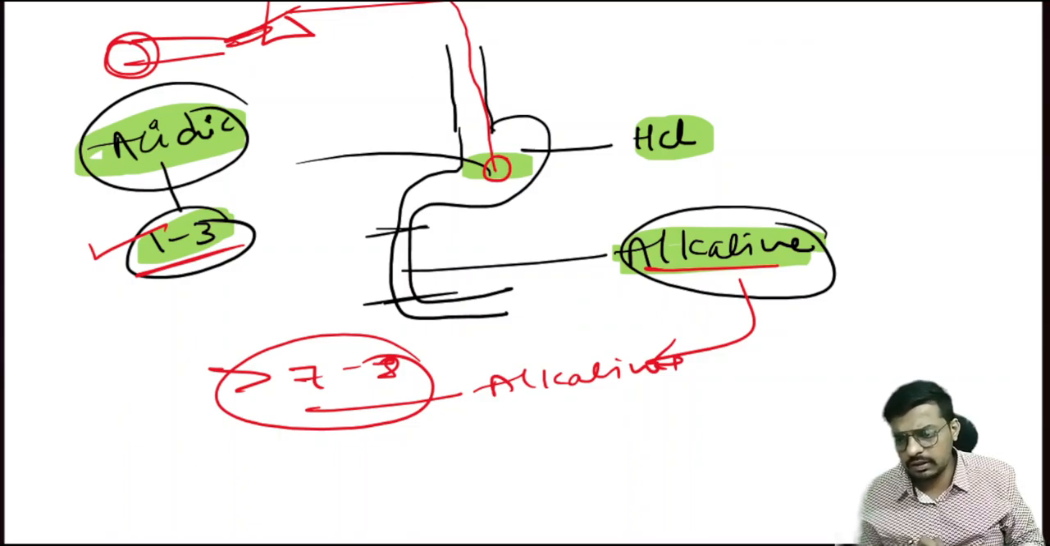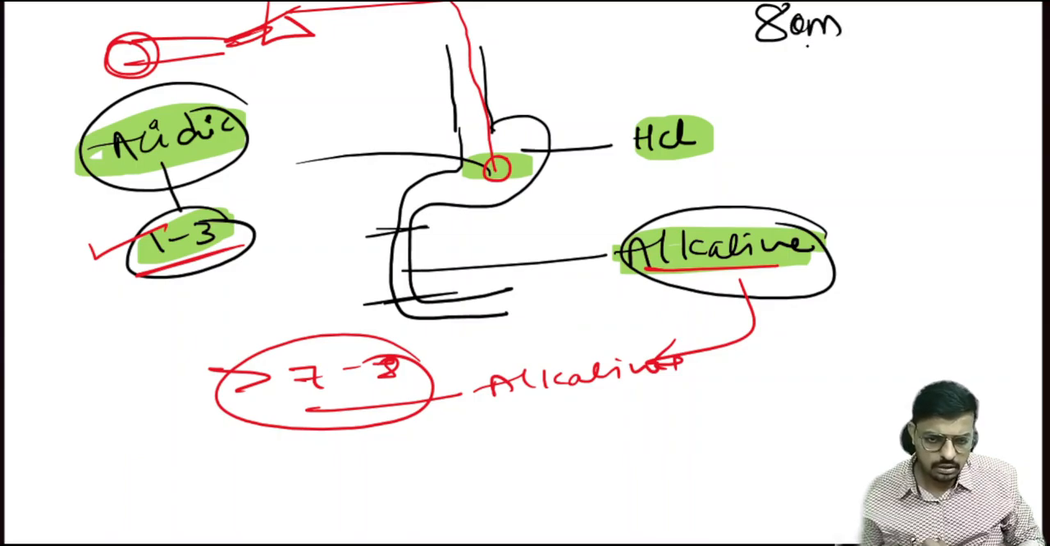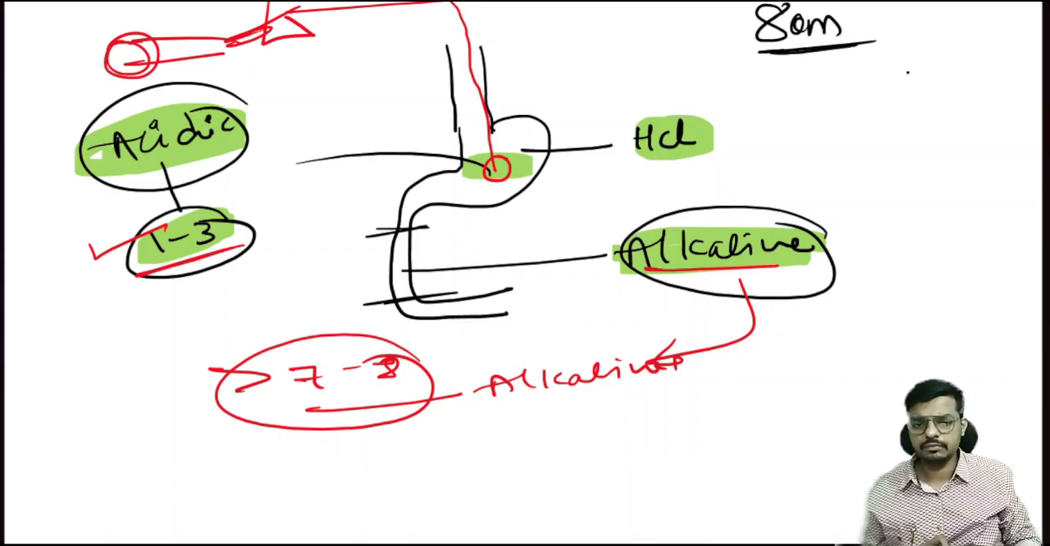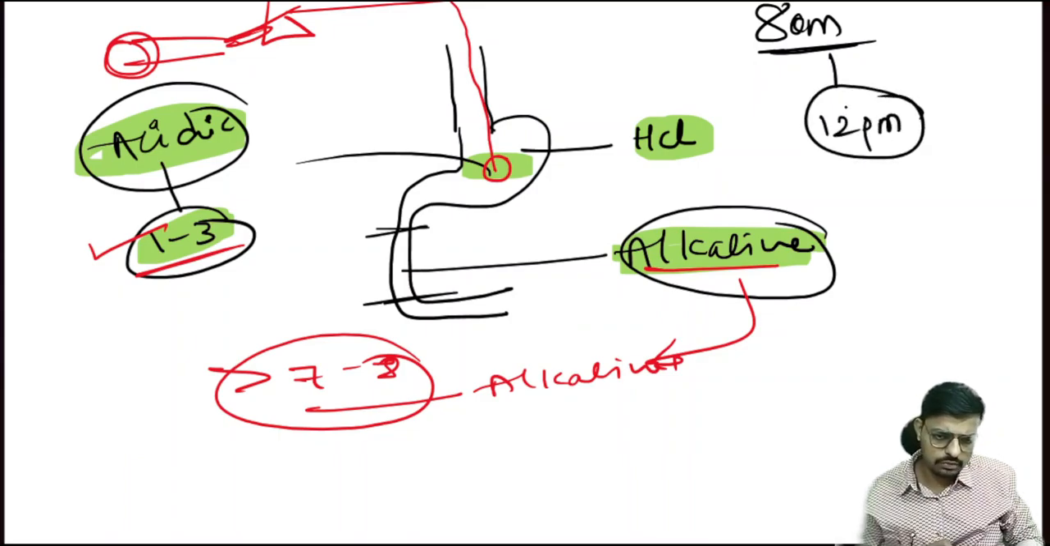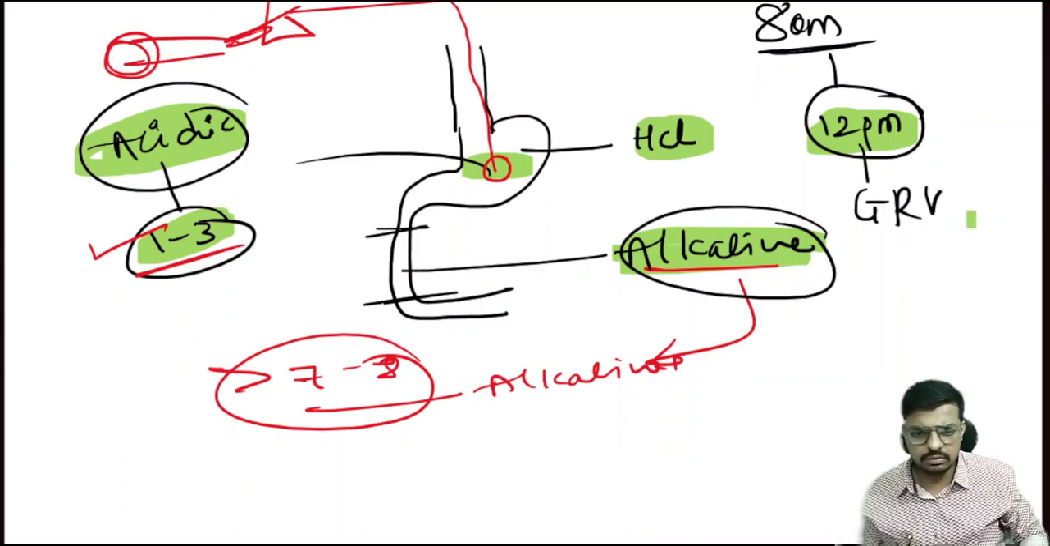Before every feeding, consider in the morning at 8 a.m. you have given the feed. Again at 12 p.m. you want to give the feed. So before every feeding, you have to check the GRV. Sir, what is this, sir? It means the gastric residual volume.